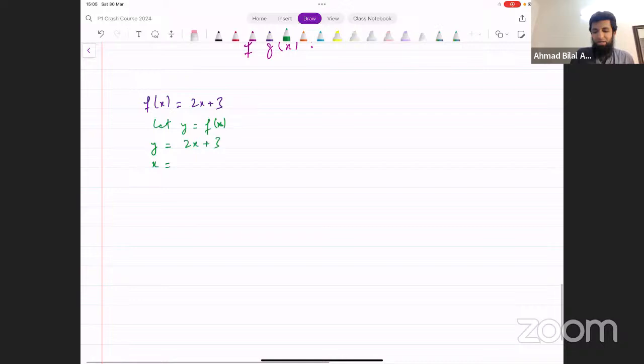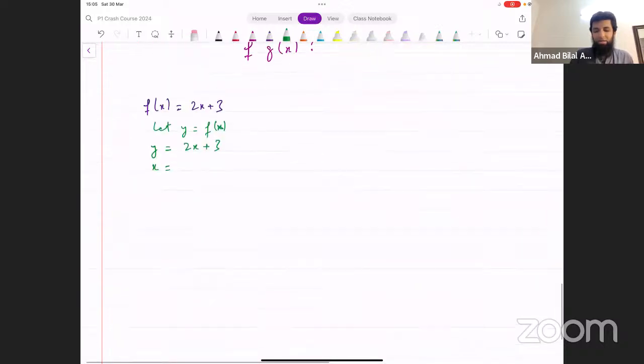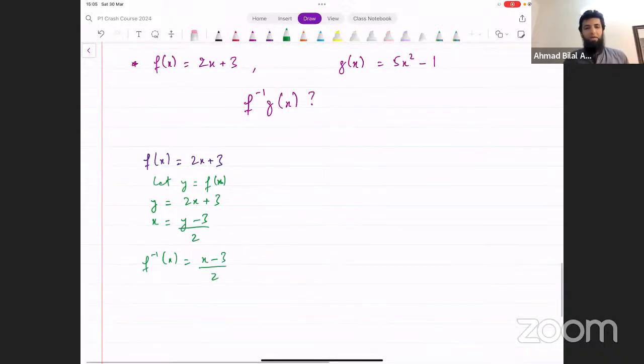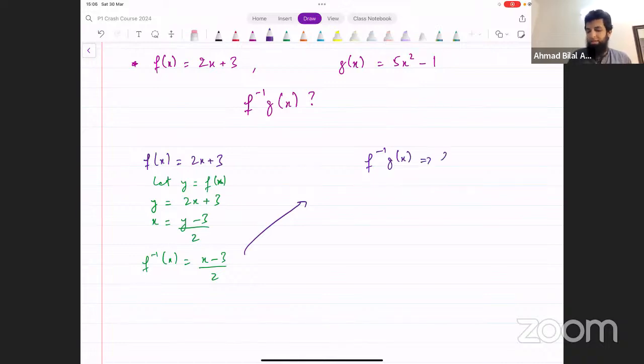Make x the subject. And that would give you y minus 3 over 2. And then f inverse of x, that basically becomes x minus 3 over 2. This is the f inverse function. And now what you have to do is evaluate f inverse of g of x. So now once you have the f inverse function, f inverse of g of x, what does that mean? That means inside f inverse, you have to input this function g of x.